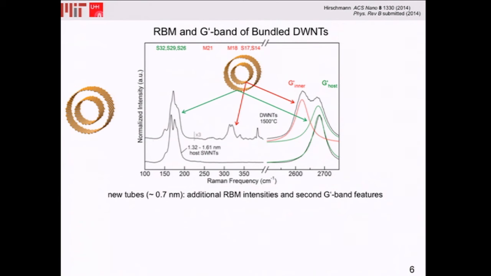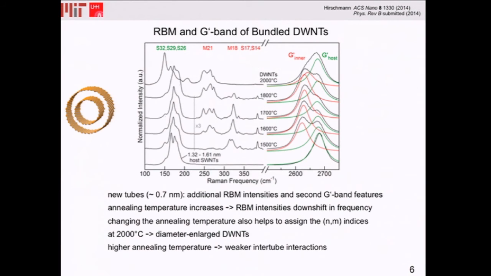And you see additional peaks here in the high frequency range coming from the radial breathing modes of the inner tubes, and you see an additional peak from the G', which is also coming from the inner tubes. And so we grow very small additional inner tubes. And then we increase the temperature from 1500 to 2000 degrees, as mentioned before. And we see that the intensities increase, as well as the frequency shifts to lower frequencies.